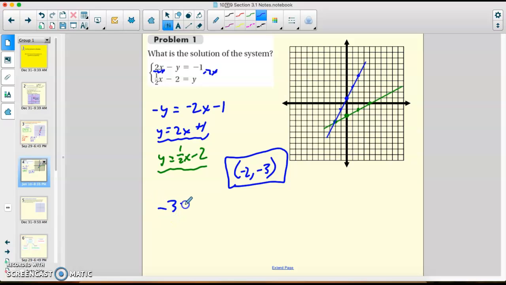So negative 3 equals 2 times negative 2 plus 1. Negative 3 equals negative 4 plus 1. Negative 3 equals negative 3. So that one's good to go.